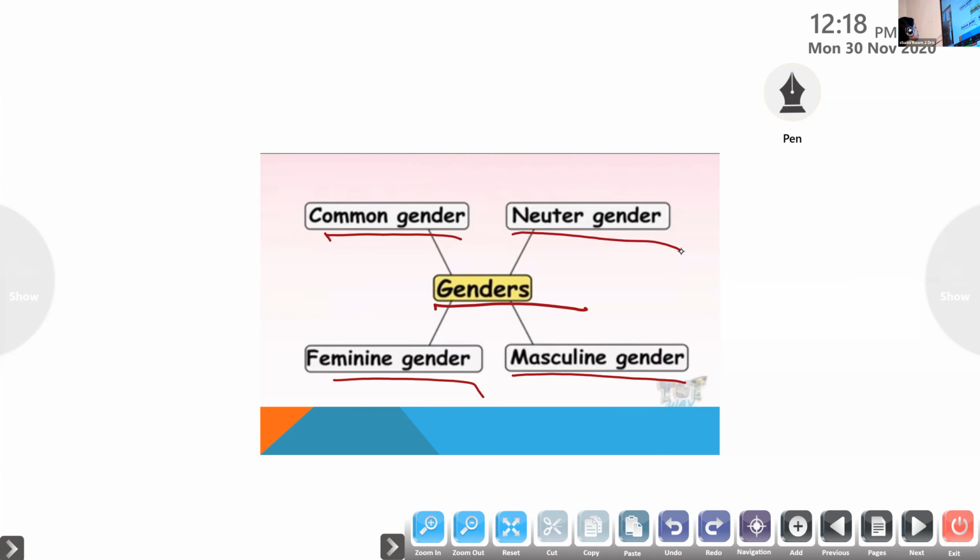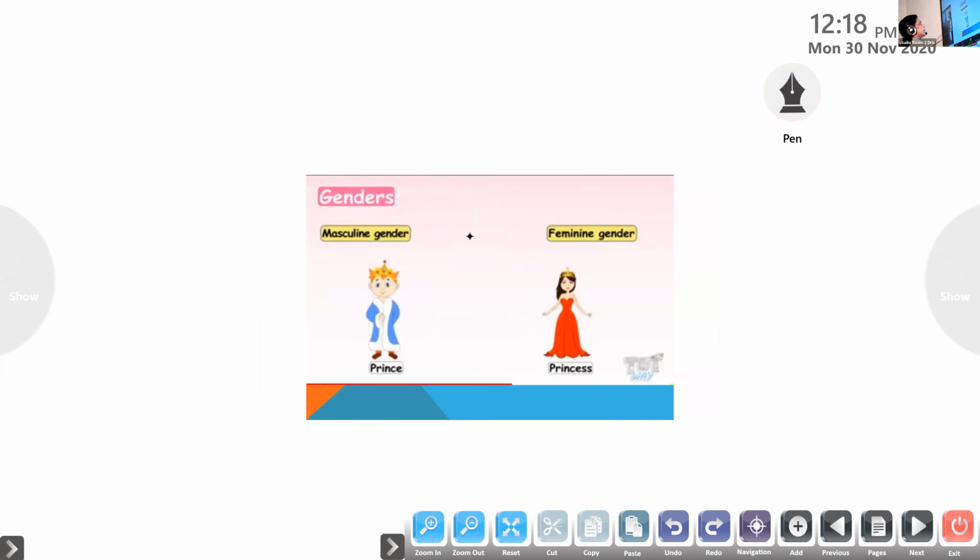Is that clear to all of you? Okay. Have all of you understood? Once more, we'll see masculine, feminine, neuter, and common. Now let's move on to the exercises here. These are the masculine. I have already told you, for every masculine gender, there is an opposite feminine gender. So here we have to learn it by heart.